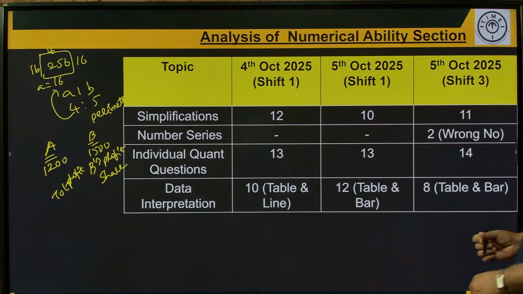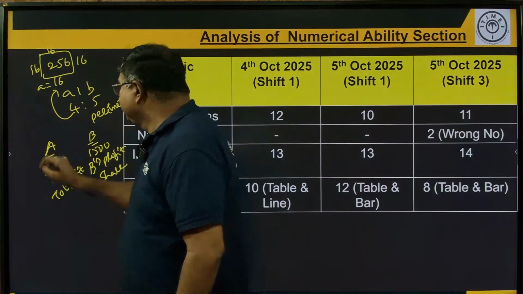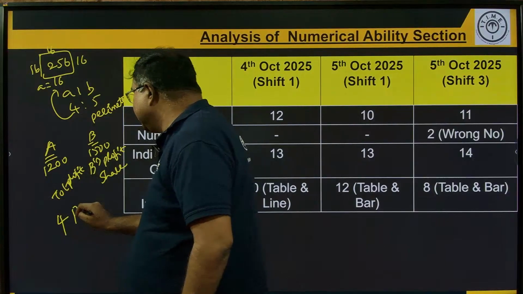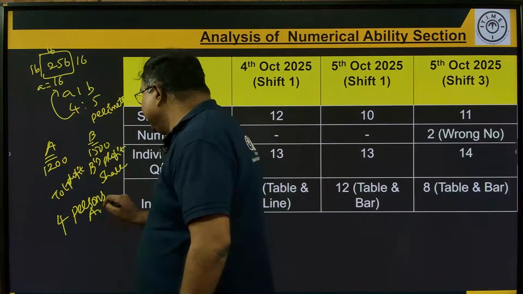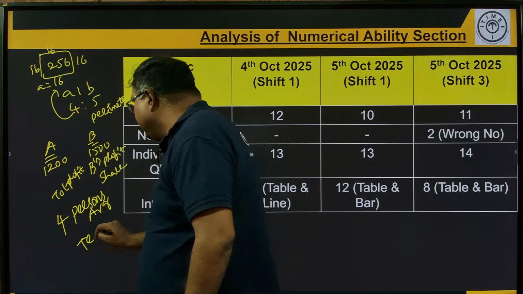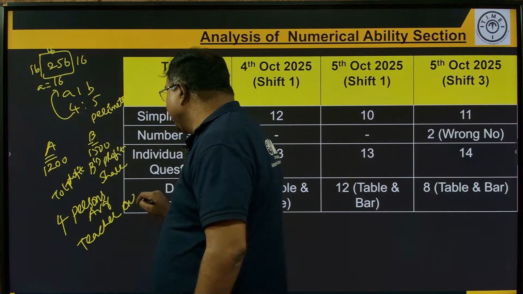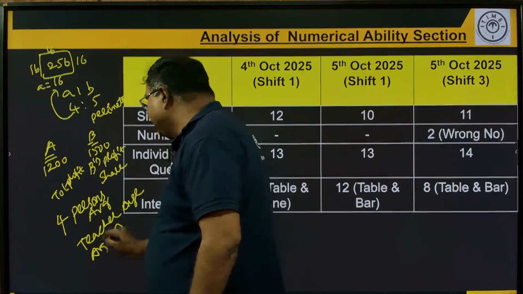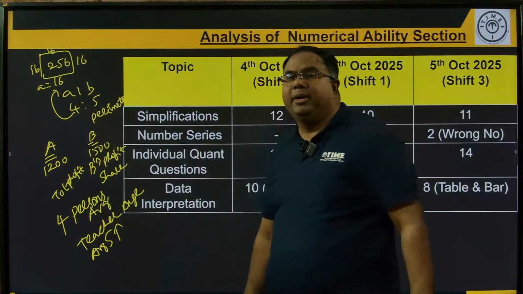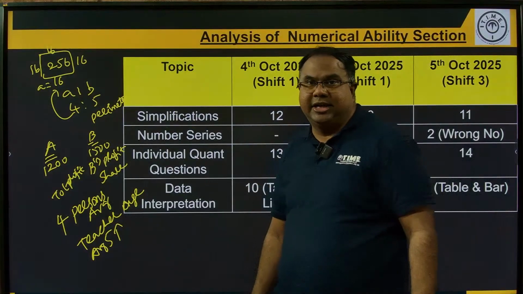Right, we'll discuss. Now, the average of 4 persons was given. And the teacher's age is given. When the teacher is added, your average increased by 5. He is asking you to find the age of the teacher, or the new average, something of that kind.